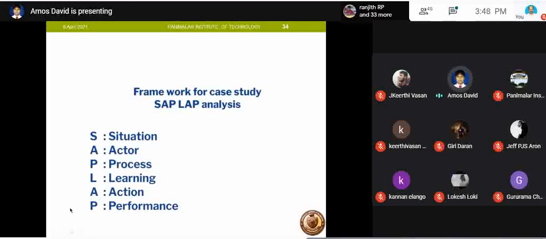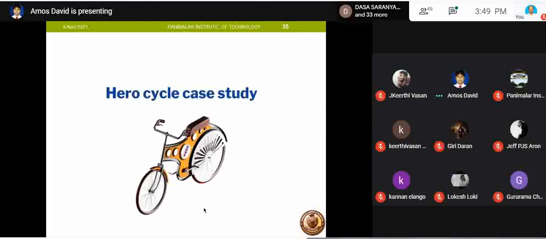Then comes the performance. Action is where the product is being manufactured, and the performance is how it performs. You're going to check it. Always remember the SAP lab. S the situation, A is actor, P is process, L for learning, A for action, and P for performance. Now, we're going to look at this Hero cycle.